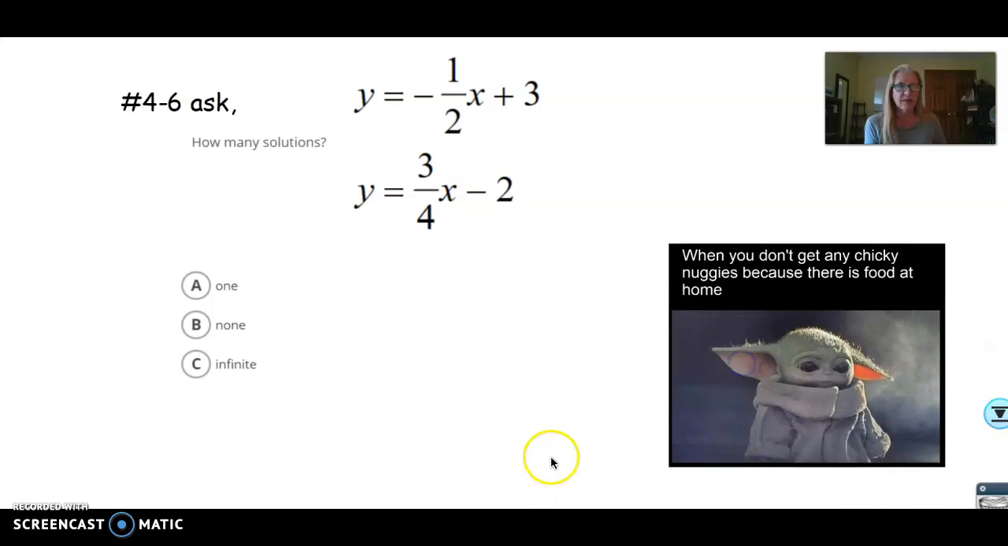Does your mom ever do that to you? You don't get any chicken nuggets because you have food at home? My mom used to do that.